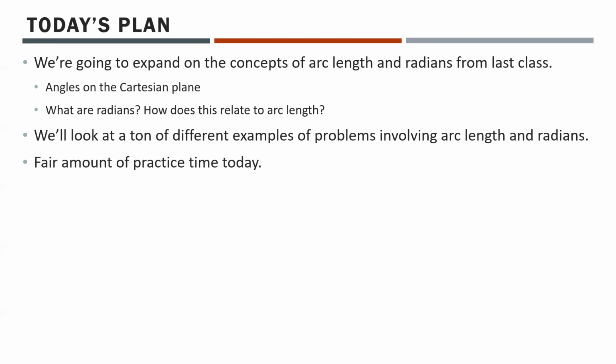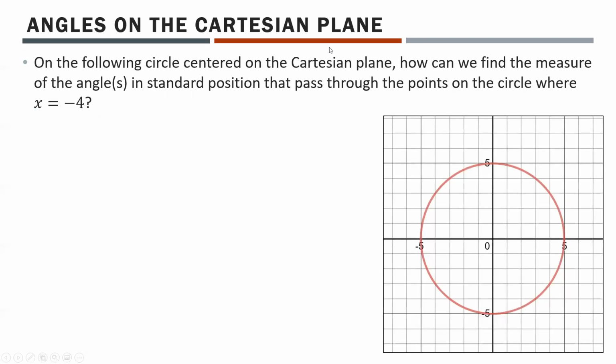Let's get going. So on the following circle centered on the Cartesian plane, 4 different quadrants and all that, how can you find the measure of the angle or angles in standard position that pass through the points on the circle where x is equal to -4?